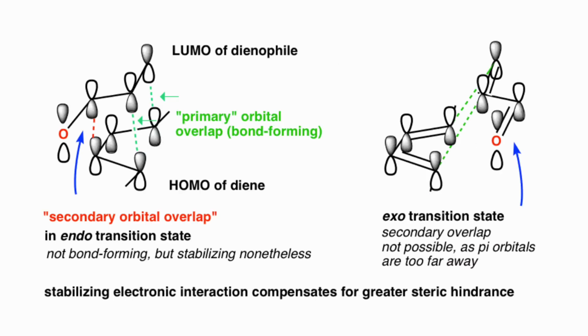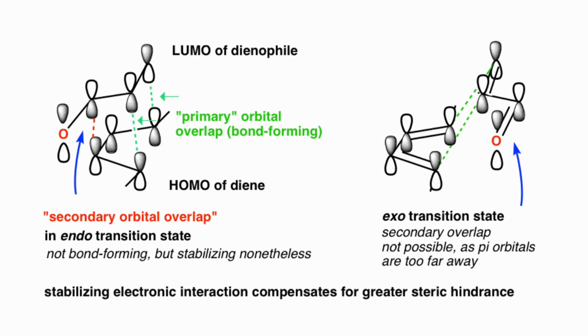So here's another image where we can see these orbitals overlapping. Notice how we have these green dotted lines. These green dotted lines are showing us the new bonds that are going to be formed in the Diels-Alder reaction to make our cyclic compound. So those are the two bonds that we always form, the ones with the green dotted lines.